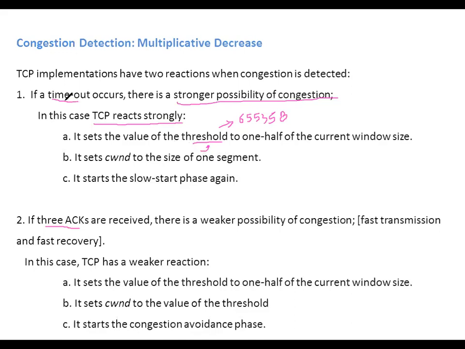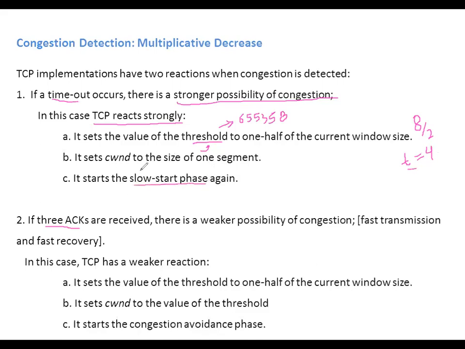So when congestion is detected because of timeout, this threshold value will be set to 1/2 of the current window size. For example, let us say currently the window size in the sender is 8. For the next iteration, the new threshold value will be equal to 1/2 of 8, which is going to be equal to 4. So from the next iteration, the new value of threshold will be equal to 4. Now, once the threshold is calculated, the sender will make the size of the congestion window one segment, which means that it is going to start with the slow start phase.